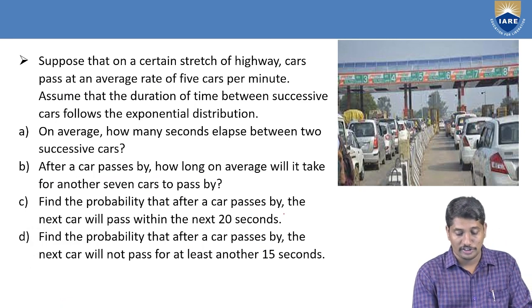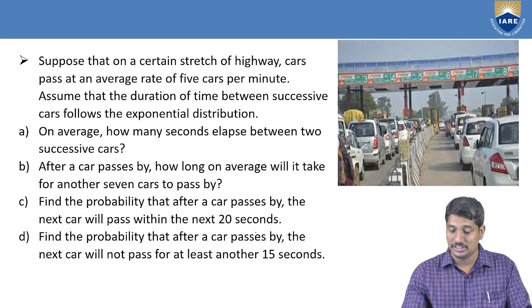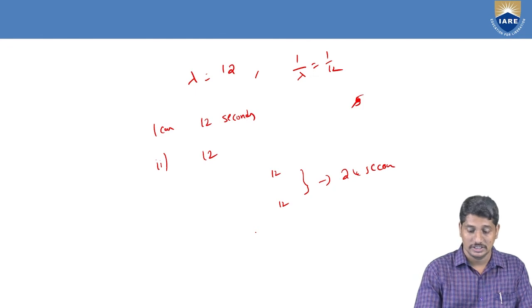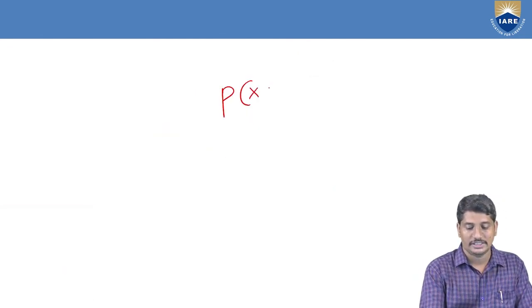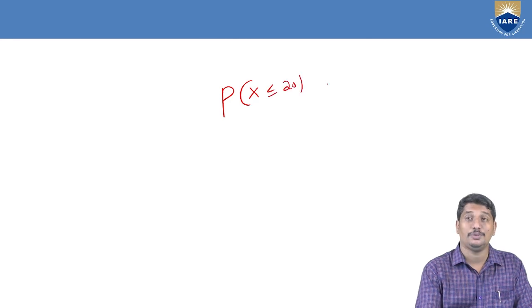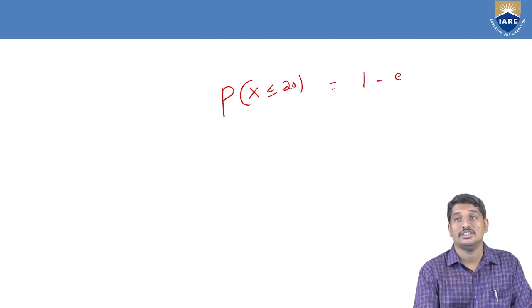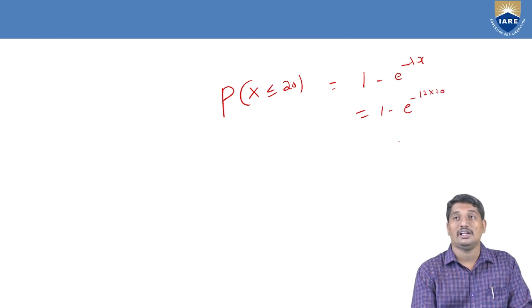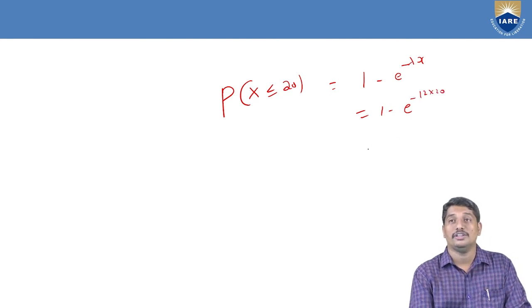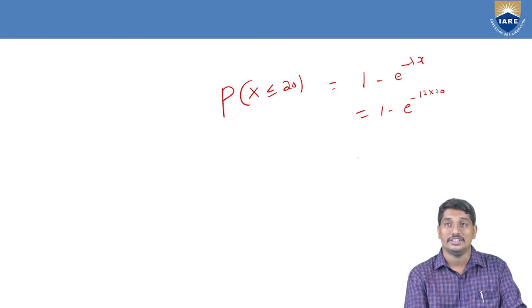Find the probability that after a car passes by, the next car will pass within the next 20 seconds. That is P of x less than or equal to 20, within 20 seconds. That is 1 minus e power minus lambda x, that is 1 minus e power minus 12 into 20. If you calculate this, you will get the probability that the car will pass within 20 seconds.